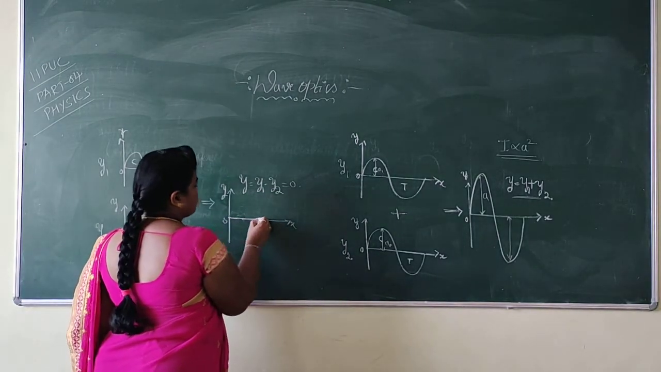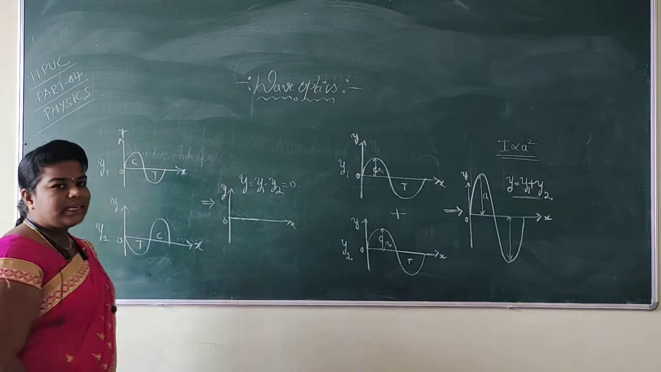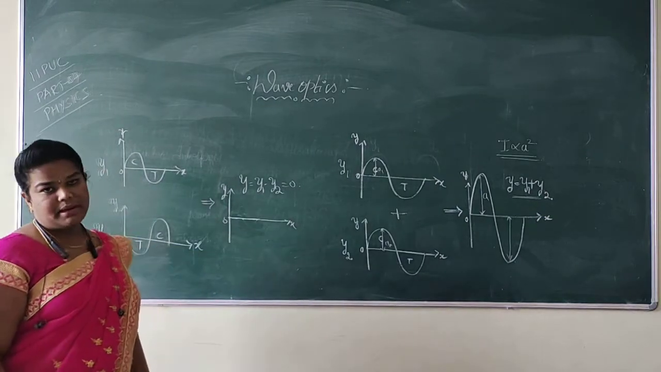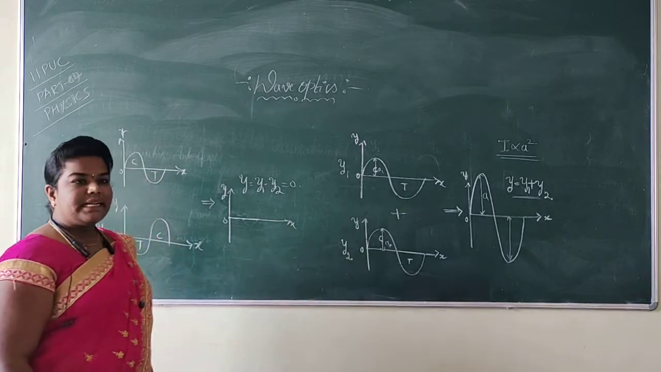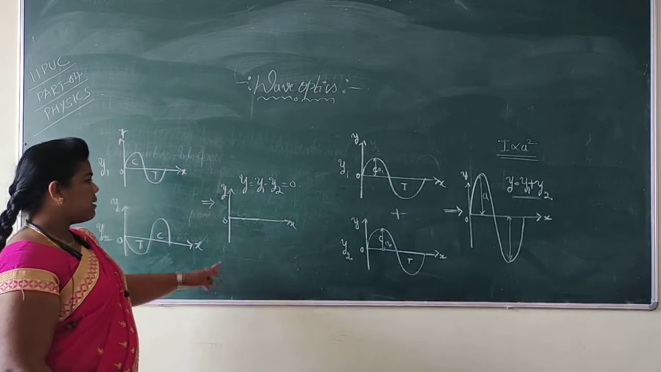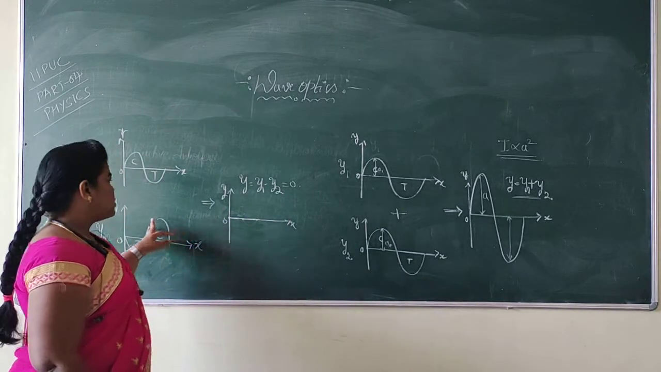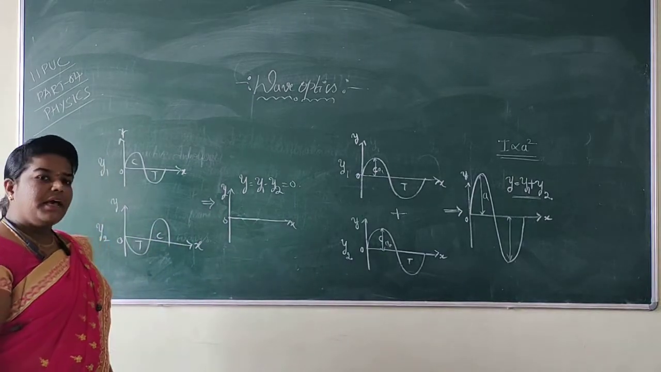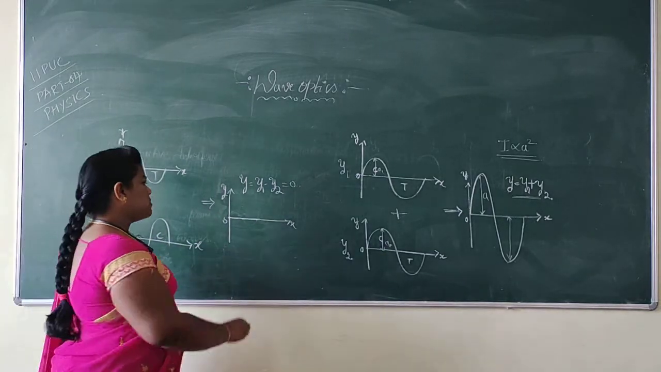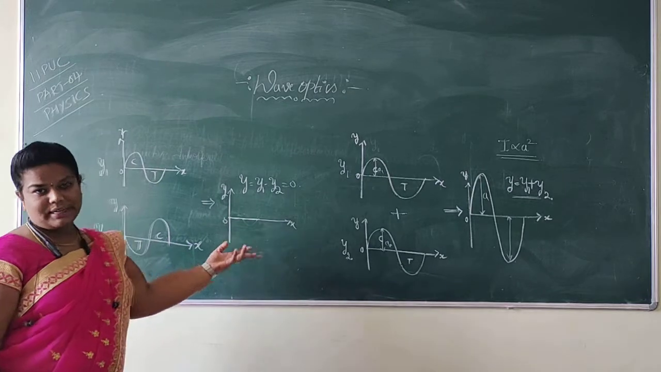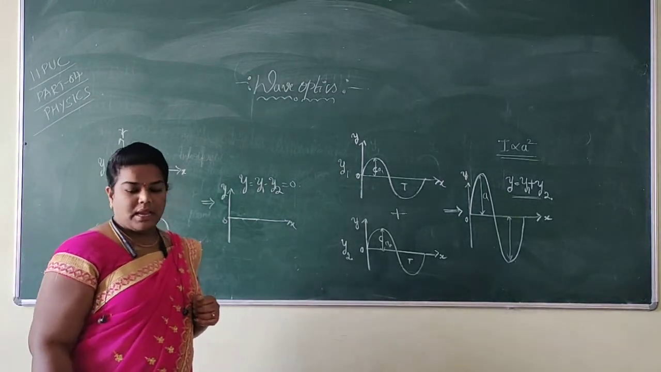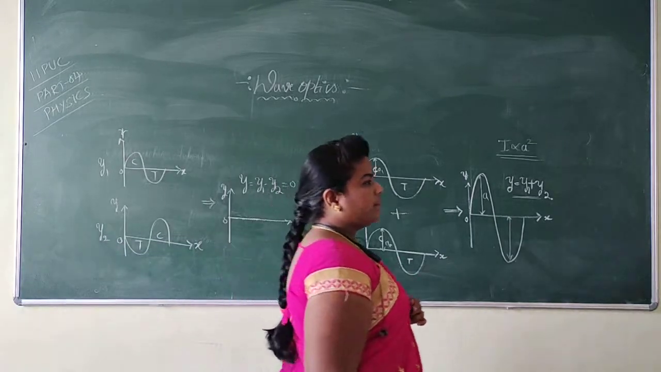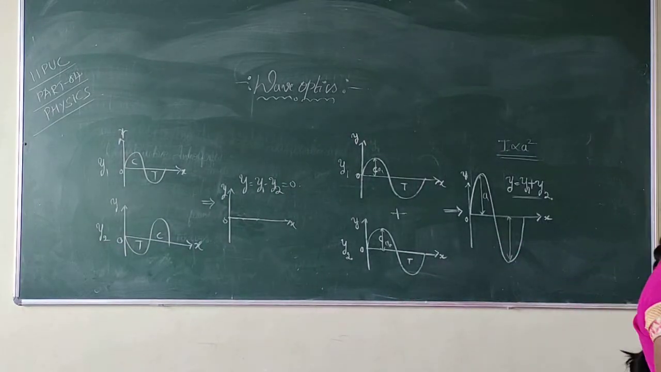Here the displacements get subtracted, that is y1 minus y2. And you see what this indicates: the intensity is minimum because the amplitude is very, very less here. So we can say that the intensity is minimum. This is about constructive interference and destructive interference.